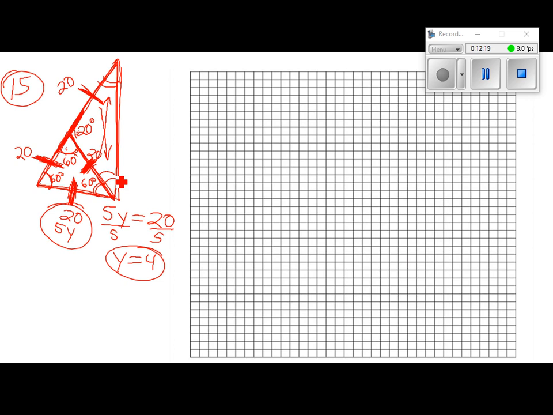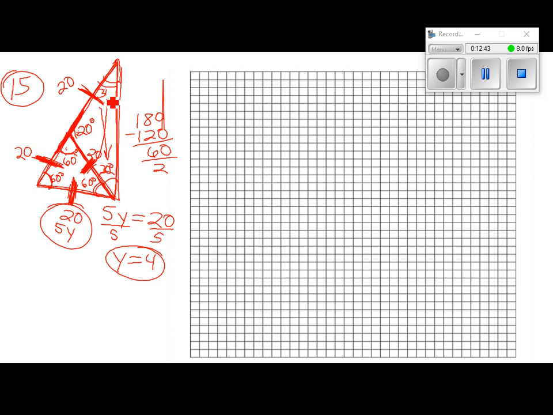So the three angles of the triangle have to add up to 180. So we already got 120 right here. What's 180 minus 120? 60. Does that mean this angle's 60? No, you gotta divide it by 2. So 60 divided by 2 is what? 30. So this angle's 30.